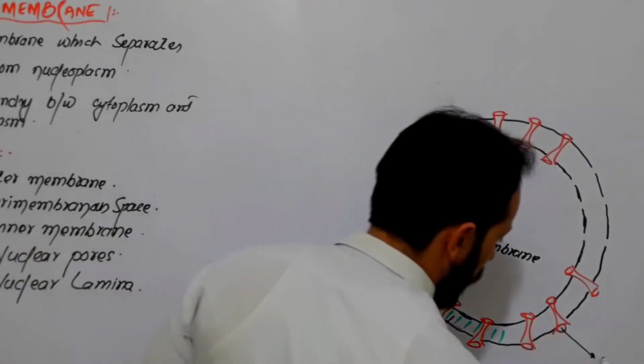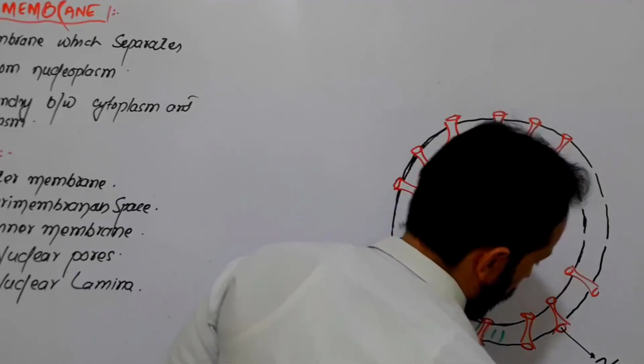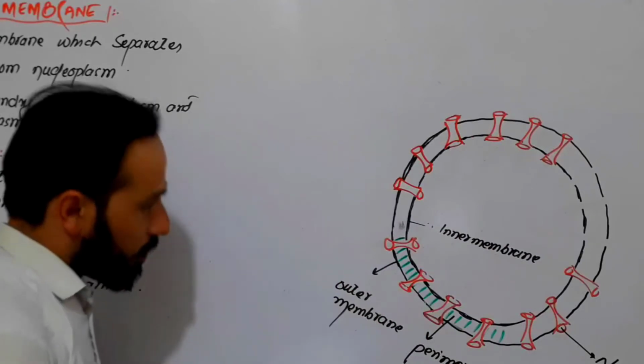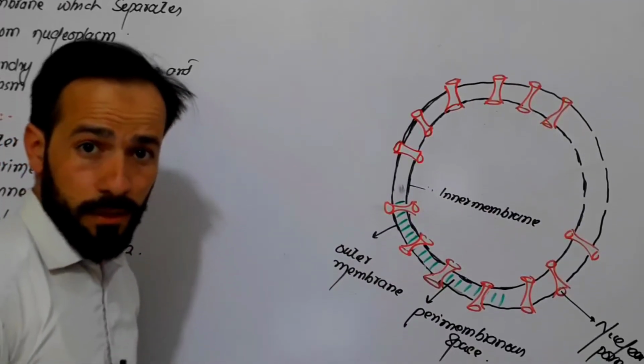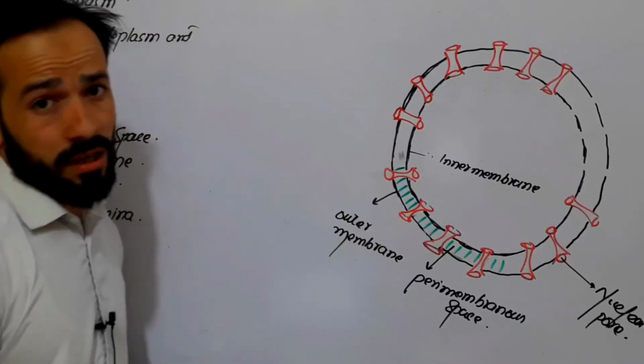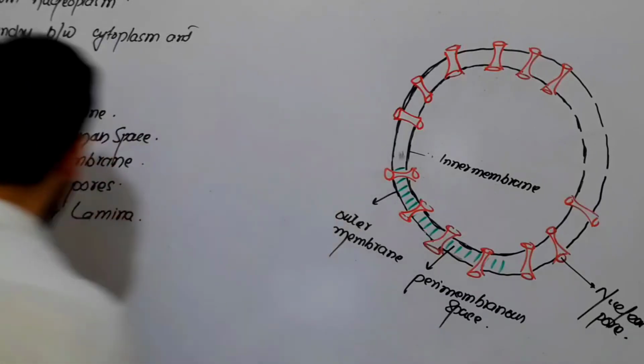Okay, let me write it here. Nuclear pores. One nucleus can have 1,000 nuclear pores, or some nuclei can also have 10,000 nuclear pores, right? And then we have the nuclear lamina.